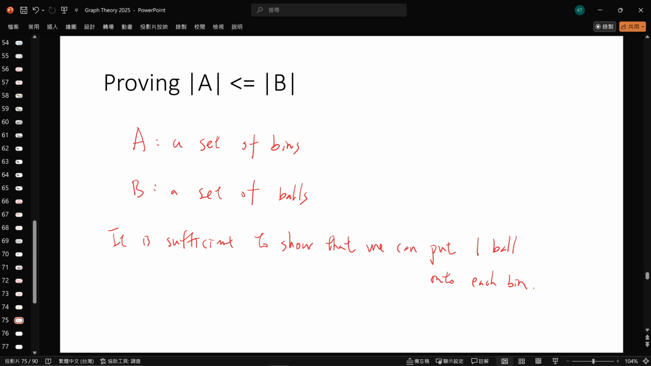So in our previous proof, the set A is C, and the set B is the matching M. For every vertex, that is for every bin in C, you want to find a ball, and in our previous context, the ball refers to the edge in the matching. So I want to show that for every bin, we can find a unique edge to put the ball into the bin.